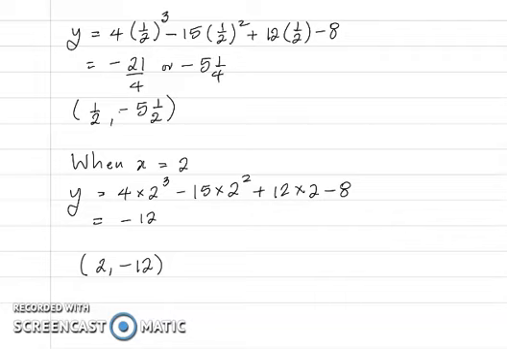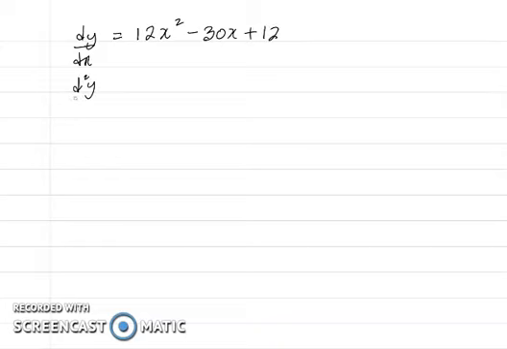All right, so I've identified our turning points. So the next thing we need to do is classify these turning points to say if they're maximum or minimum. Now, to do that, we're going to do the second derivative test. So we have dy by dx is equal to 12x squared minus 30x plus 12, and d2y by dx squared is equal to 24x minus 30.